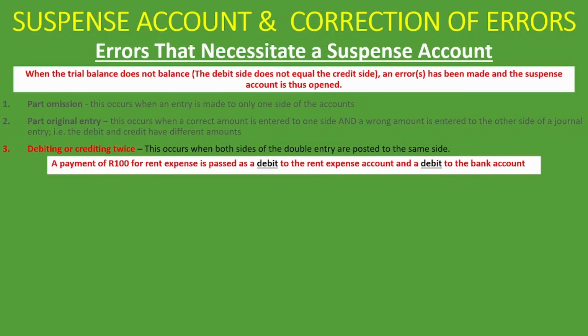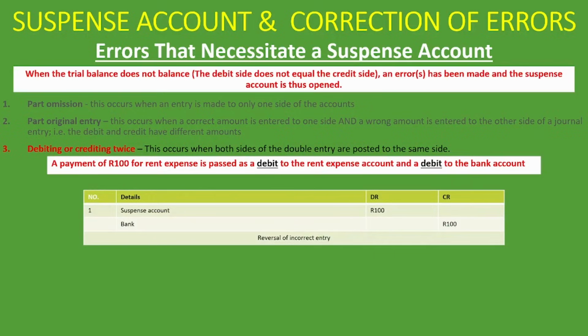And what do we debit? Well, if you guessed suspense account, that would be correct. And that's what we need to do here. Debit suspense account 100 rand and credit bank account 100 rand. And the narration there is reversal of incorrect entry. Are we done here? No, we are not. We've just reversed the error.